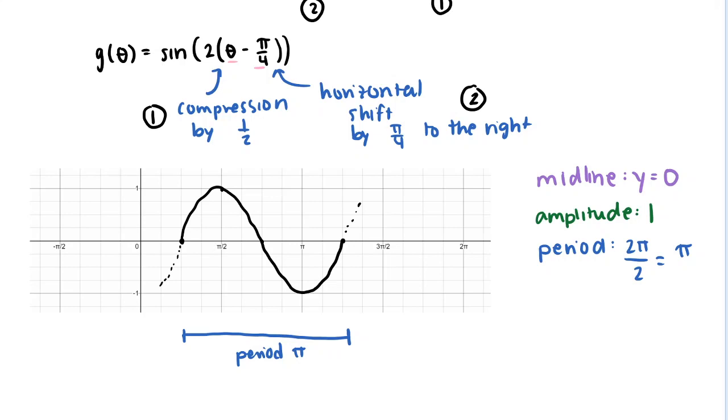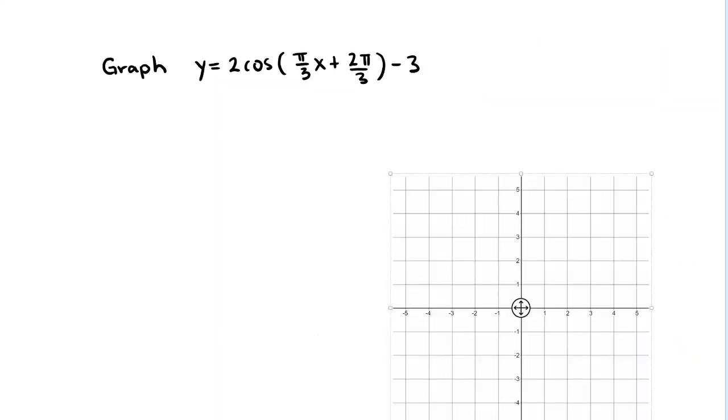Okay, so let's go ahead and do another example. So I've got this function here, y is equal to 2 times cosine of pi over 3 times x plus 2 pi over 3, all take away 3. So please try and graph this function first. Make sense of what the midline, the amplitude, and the period are, and what the shift is, so that you can graph this function.